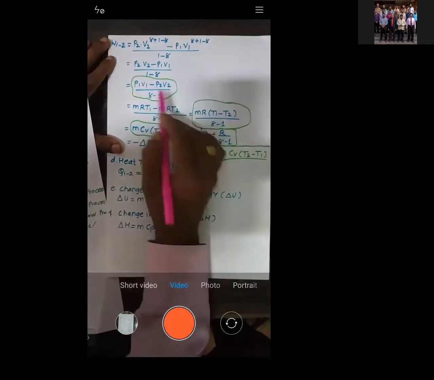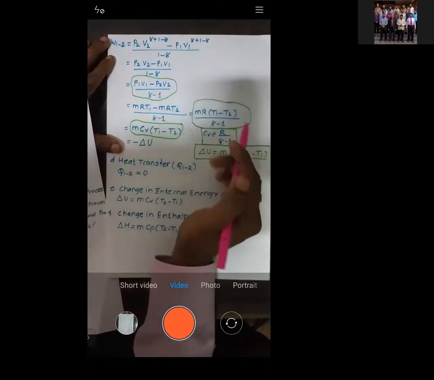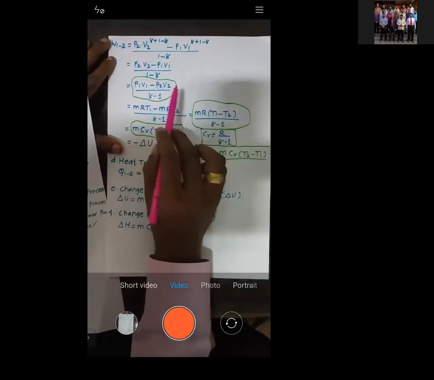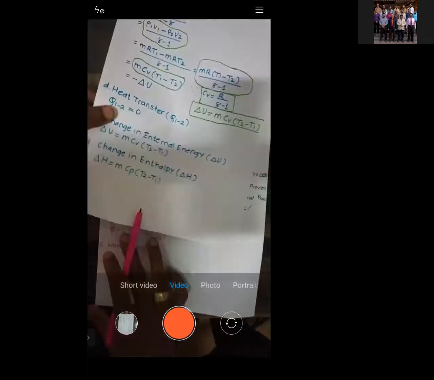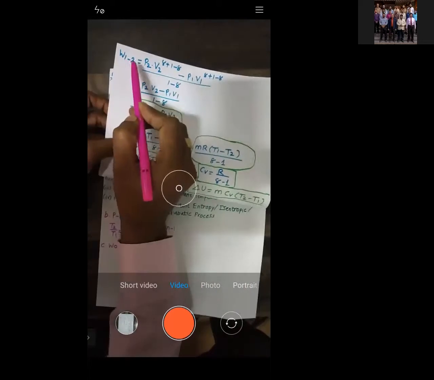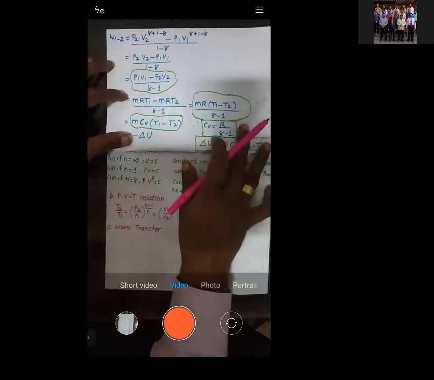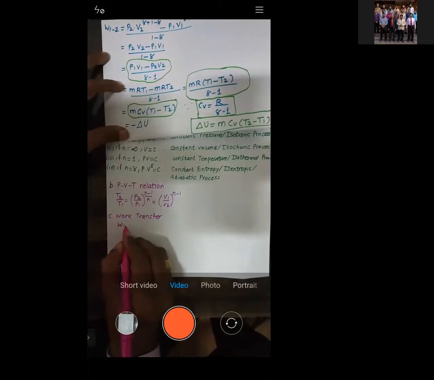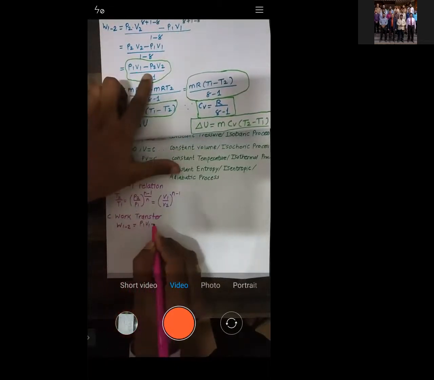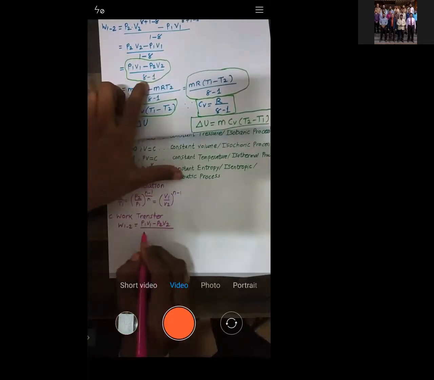I'm just putting the formulas from the last lecture. What I told you is to replace the gamma by n. I will not go into the detail again. So for work transfer, wherever there is a gamma, I replaced it by n. Let me write that down. W12 is given by P1 V1 minus P2 V2 upon n minus 1.